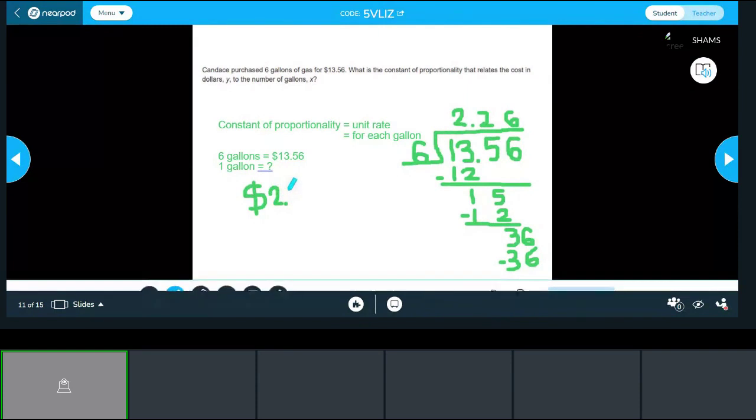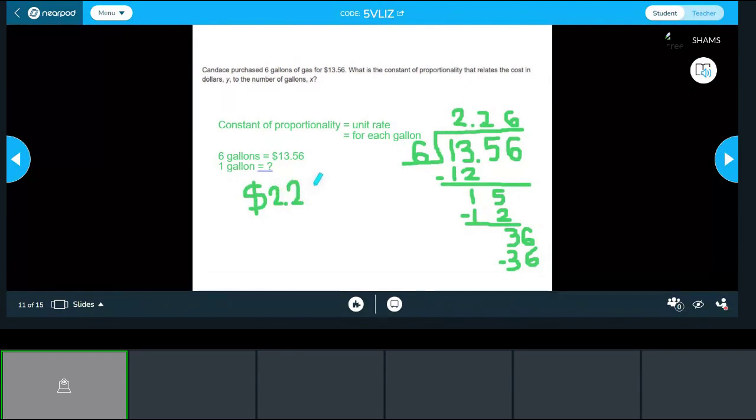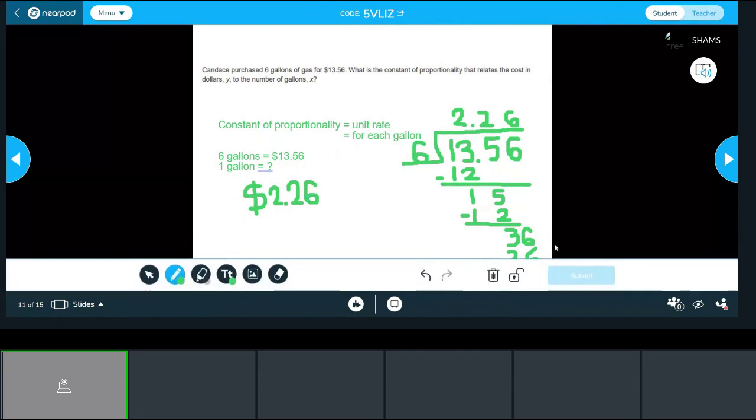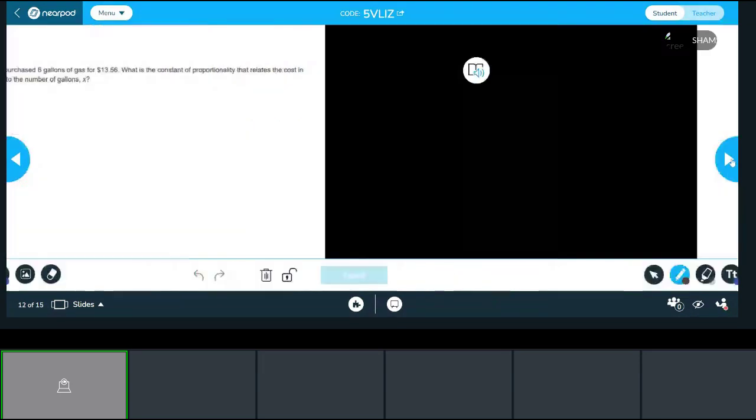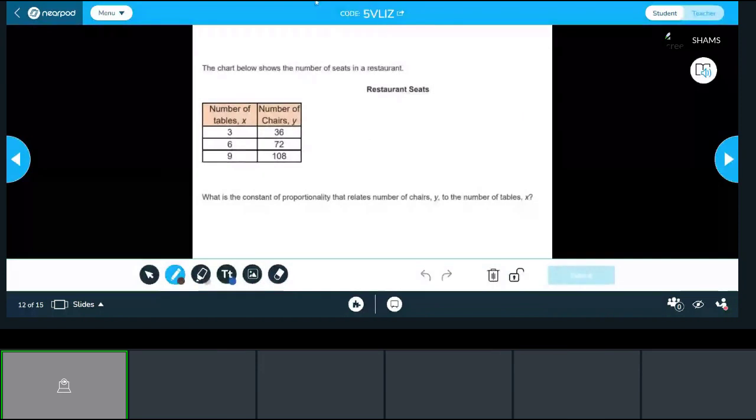If I want to answer this question, I will say that the constant of proportionality is $2.26 per gallon. So basically constant of proportionality means to find for each. In this case, find for each gallon. So here we are at the next question. Let's go ahead and look at this one and see what it is asking.